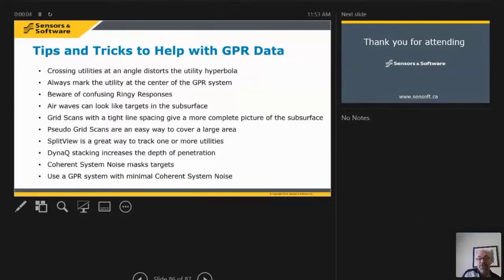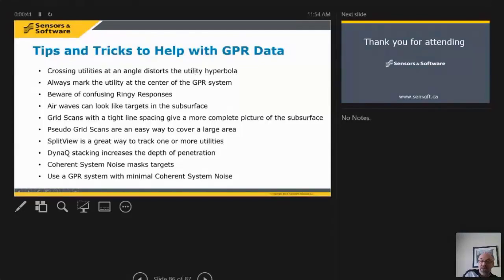Some tips and tricks to help with your GPR data. So remember, crossing utilities at an angle distorts the utility hyperbola. Be aware of that. Always mark the utility at the center of the GPR system, not on the side of the GPR system. Be aware of confusing ringy responses from metal and puddles and that sort of thing. Be careful that airwaves look like targets in the subsurface, and they've tripped up a lot of people over the years. So do your due diligence, figure out the velocity, figure out if it's actually an object in the ground.